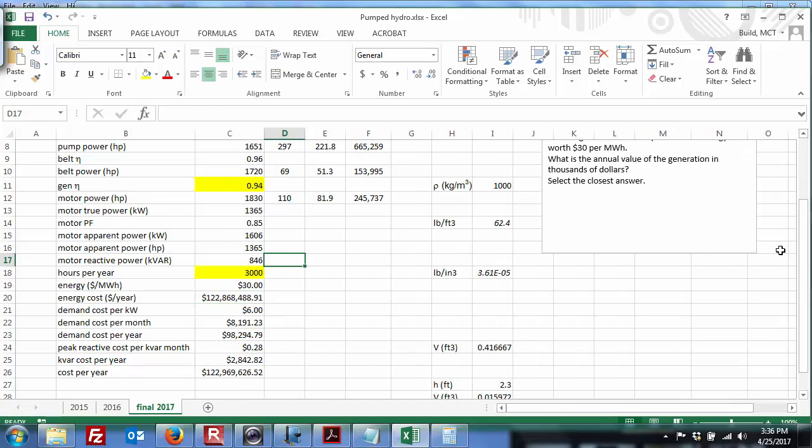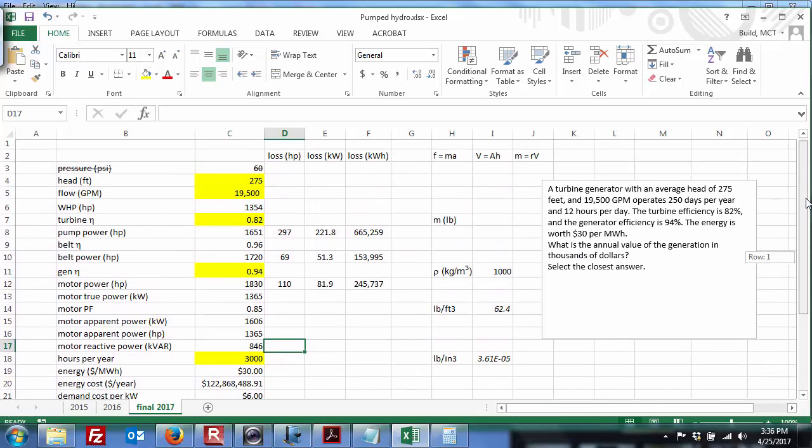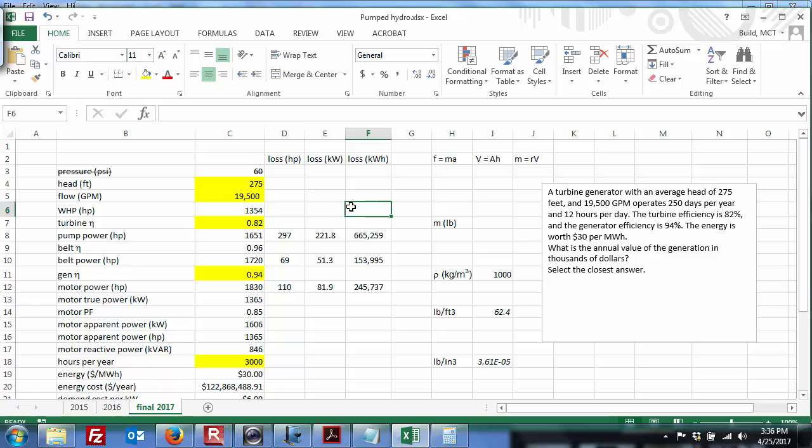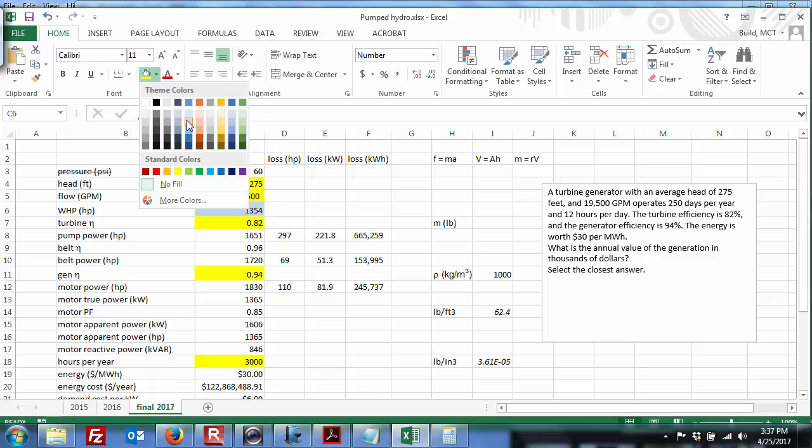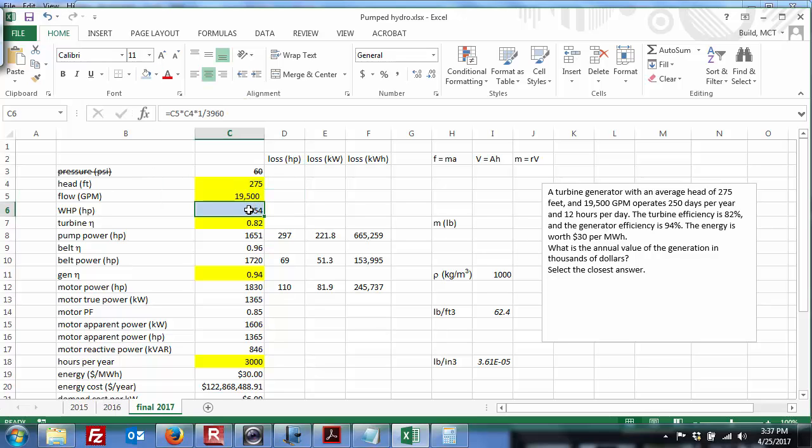There's your answer right there, your energy cost dollars per year. Yeah, but I've got to make sure where this thing came from. Okay. So the water horsepower, that's our same formula. So this is calculated. Put that in blue. That's calculated. There's our water horsepower.